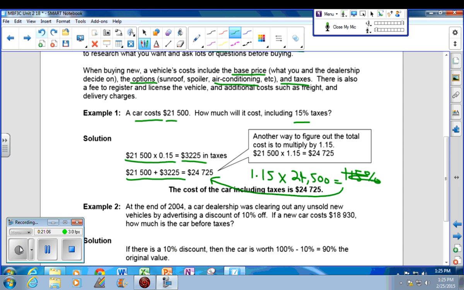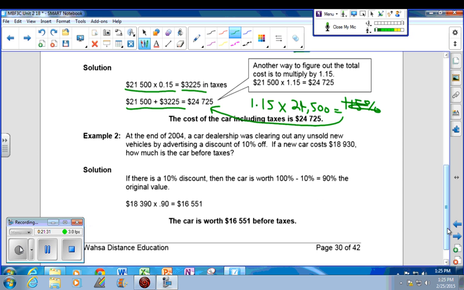Okay, so basically, instead of finding the tax separately and then adding it on, you find 15% and then you add it to the base price, which is the 100%. You just find 115%, or whatever the tax rate is. If it's 13%, you find 113%, and you can do it in one step. So it's just a little shortcut. You can do it either way.